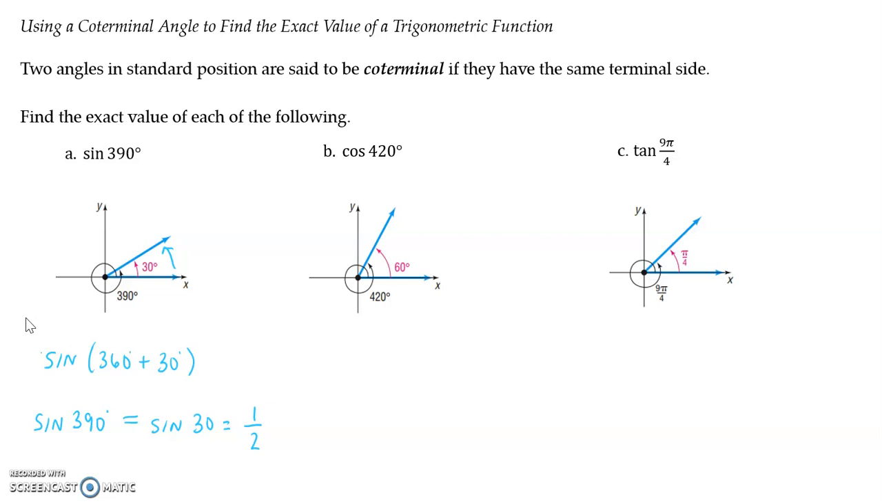Let's go ahead and take a look at part B. This time we have cosine of 420 degrees, and I'm going to do the same thing here. I'm going to break this apart into 360 degrees plus 60 degrees. And keep in mind, if I have a 420 degree angle, it's positive, so it's opening upward. It's going to do a full rotation, and then it's going to travel an extra 60 degrees.